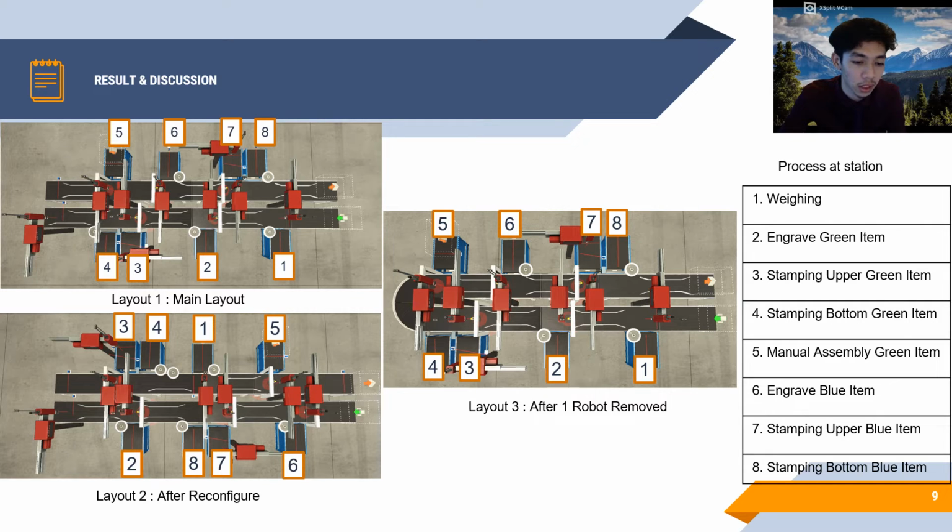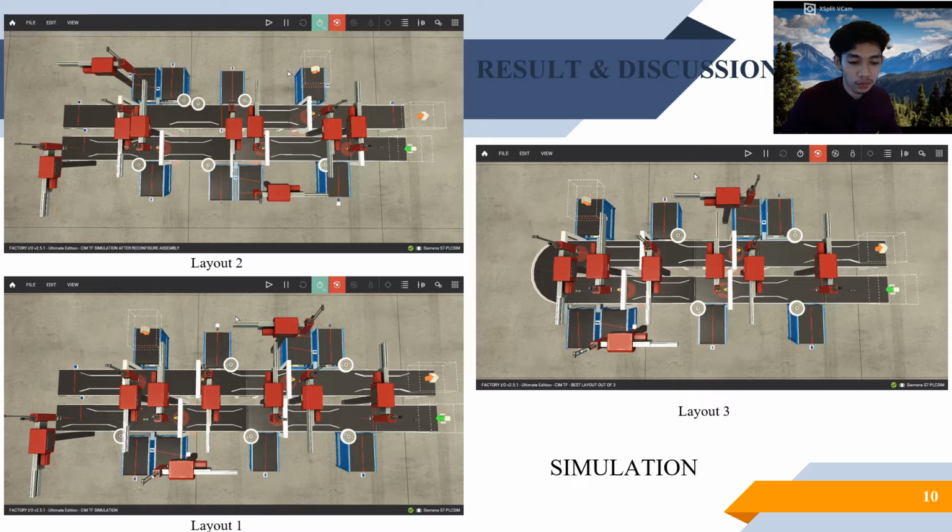The first layout is the main layout, the second layout is after reconfiguration, and the third one is after one robot is removed. You can see the change of stations in layout 2. In layout 3, you can see the robot pick and place has been removed. So let's take a look at the simulation for layout 1 first. The blue item enters, and at station 1 it's the weighing process. Station 2 does not detect the blue item. Stations 3 and 4 also do not detect blue, because stations 2, 3 and 4 will detect only the green item to make their own process.